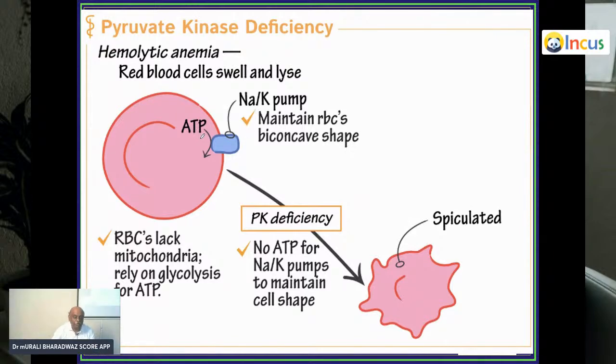See, this is the RBC. Pyruvate kinase, if it is not there, the sodium potassium pump is not maintained because it requires ATP.